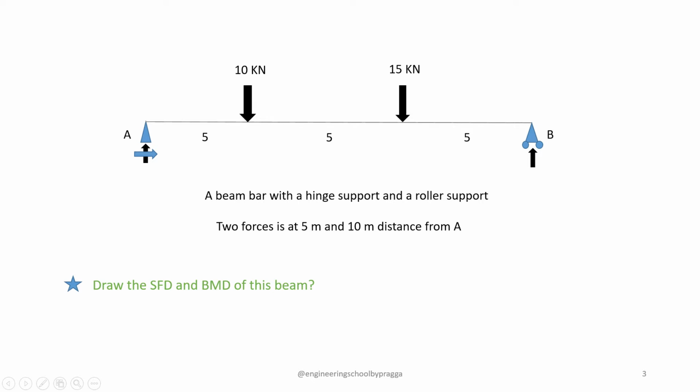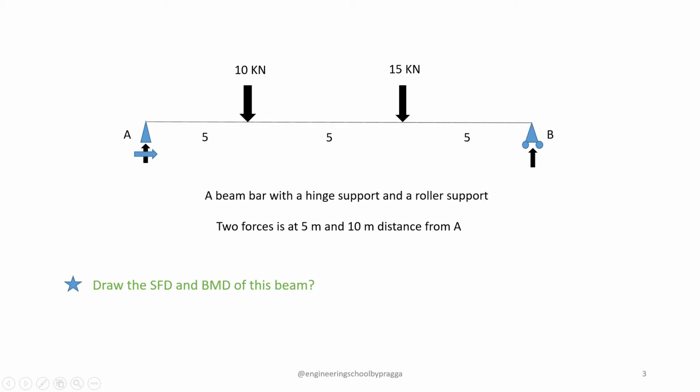In the picture you can see two forces at 5 meter and 10 meter distance from A. That is, a 10 kilonewton force downward at 5 meter distance from A, and also a 15 kilonewton force at 5 plus 5, that is 10 meter distance from A. So we have to draw the SFD and BMD of this beam.